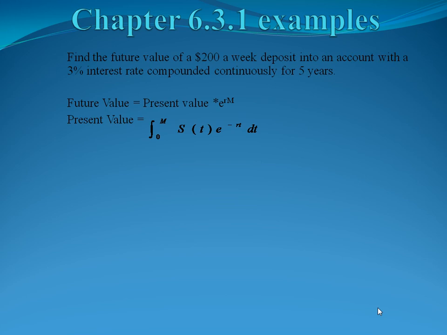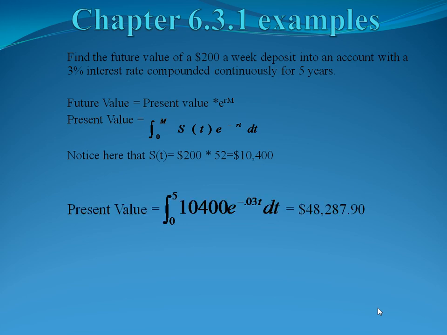So the first thing we have to do is calculate that into an annual rate. So our S of t here will be $200 a week. There's 52 weeks in a year, which means that every year we're going to be investing $10,400. It's important to notice the units of your deposit because, again, S of t should always be yearly.